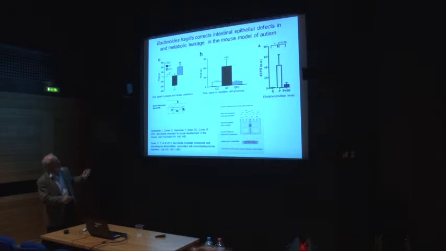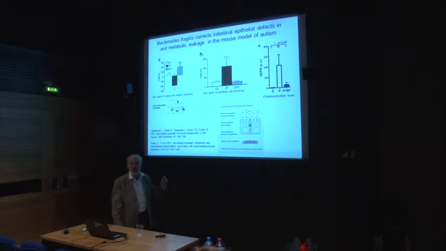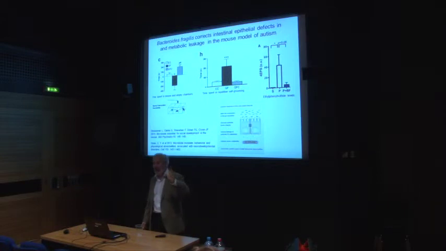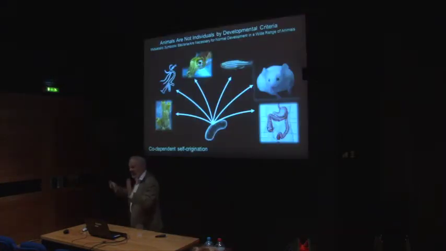This is your normal over here. This is mouse autism. And this is when you add Bacteroides fragilis back to those mice. It gets rid of this permeability, and it actually restores some of it, ameliorates specific autism-related behavioral abnormalities. So the bacteria might not only be helping build our bodies, they actually might be doing something with our minds as well.